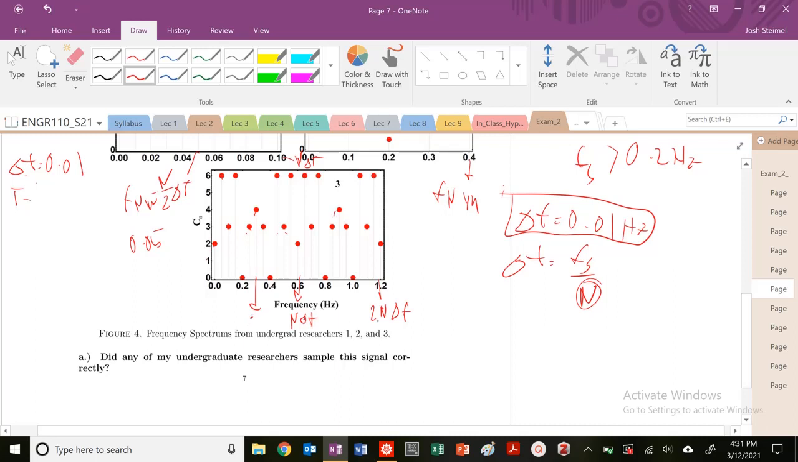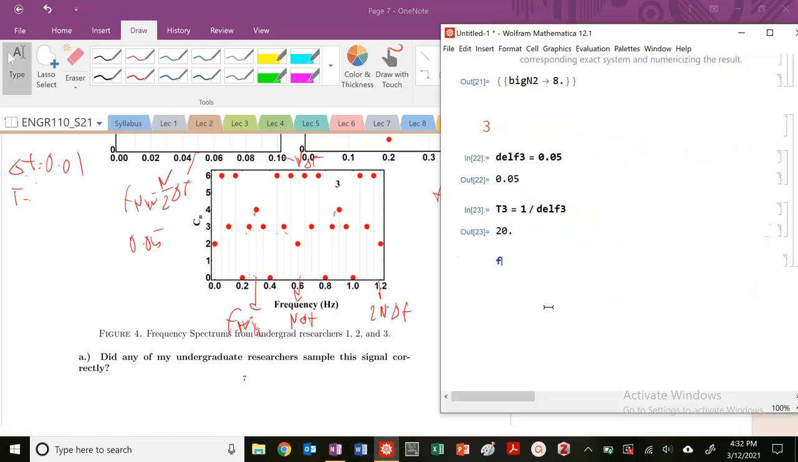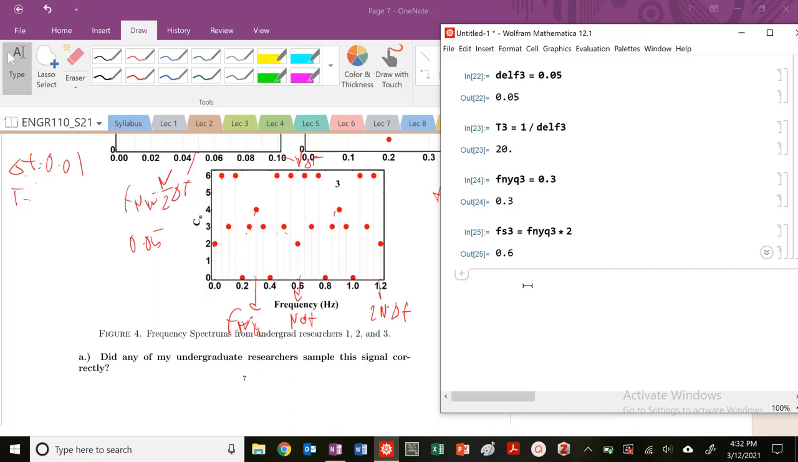This would be 3 times my Nyquist. This would be 4 times my Nyquist. So this is my F Nyquist. So it is 0.025 and then 0.3. So my F Nyquist 3 is equal to 0.3. And then my f sub s is equal to 2 times f Nyquist 3. So that's f sub s 3 equal to f Nyquist 3 times 2. And voila. So there we go. That's my f sub s.